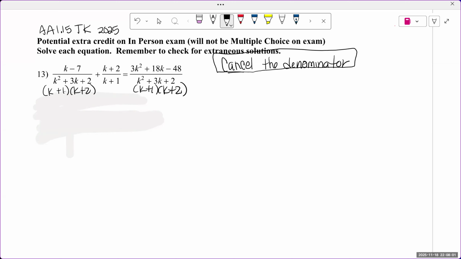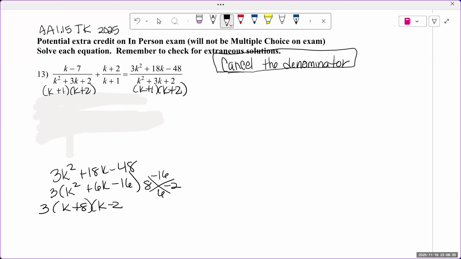And while we're at it, we are going to factor 3k squared plus 18k minus 48. GCF of 3, divide by 3, and then make a diamond: two numbers that multiply to get negative 16 and add to get 6. That is positive 8 and negative 2. Okay, so this becomes 3, k plus 8, k minus 2.